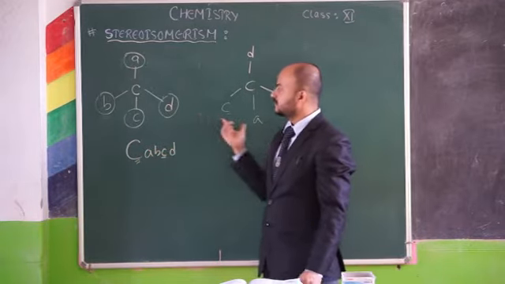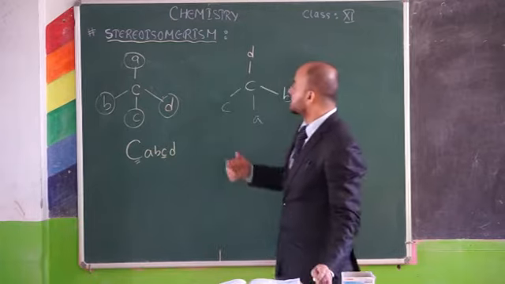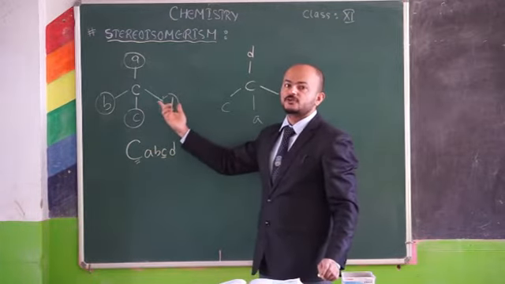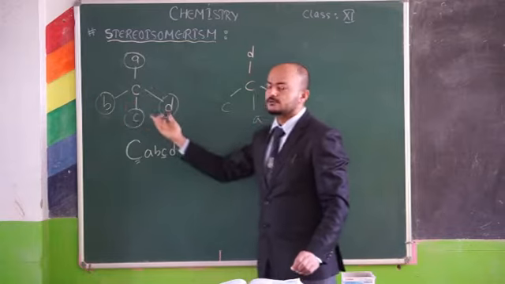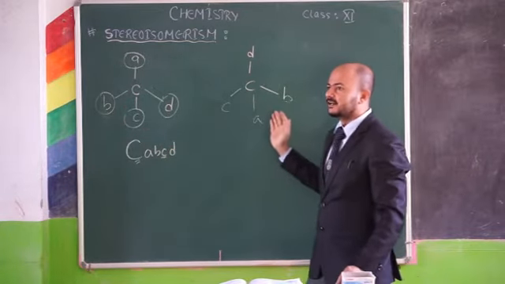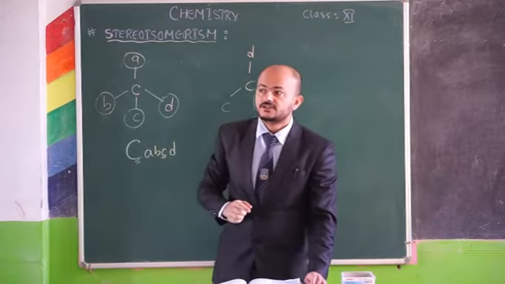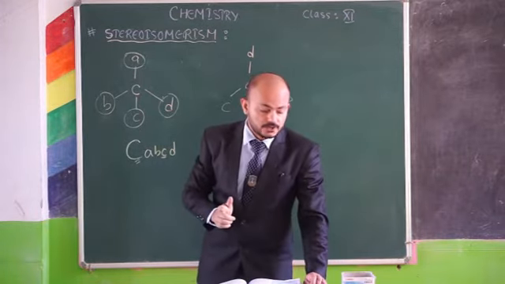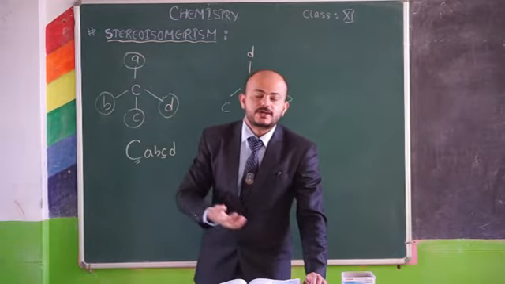Now these two different structures arise because of what? Because of the different positions of the groups in this particular molecule. Such types of isomerism are known as stereoisomerism. So let's discuss stereoisomerism in more detail.